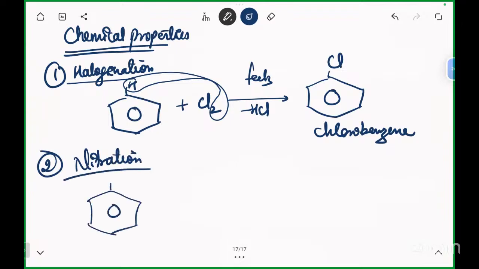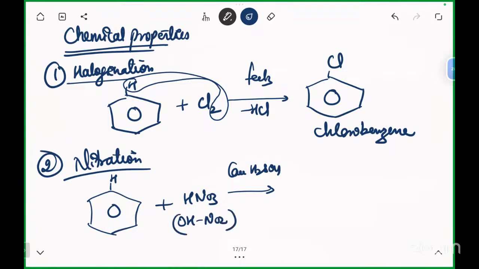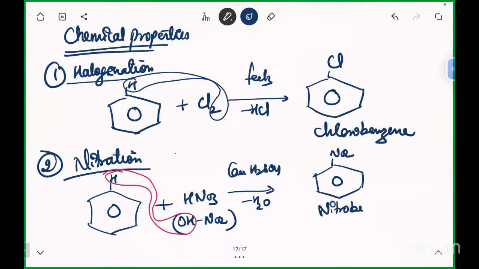Second reaction is nitration. Benzene, on every position we have hydrogen. When it reacts with HNO3 in the presence of concentrated H2SO4, HNO3 we can write like HO-NO2. Just to understand, H will react with the OH and give out an H2O molecule, minus H2O. The remaining is NO2, so it will give nitrobenzene. So if the conversion is benzene into nitrobenzene, we can use nitration. Convert benzene into chlorobenzene, you can use halogenation.